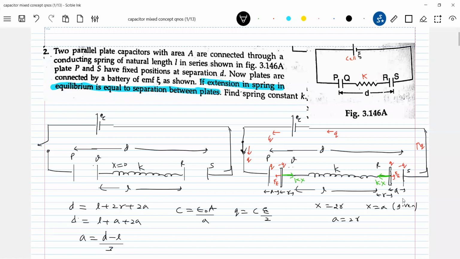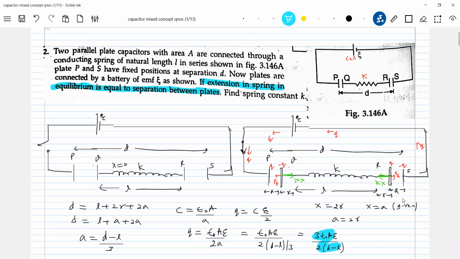Okay, fine. So what do you mean by C? Capacitance of the capacitors. So we will substitute here. Q is equal to epsilon naught 2A into E. Okay, this is about the charge. So what is the value of d further? Epsilon naught A E by 2 times (D minus L by 3). Okay, this is the expression for the charge.